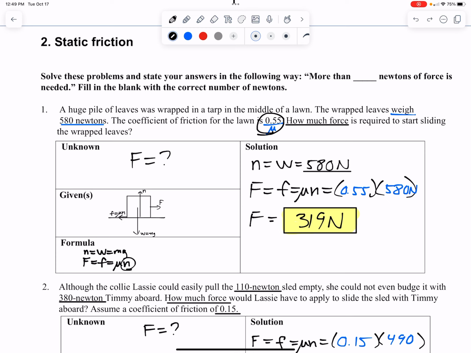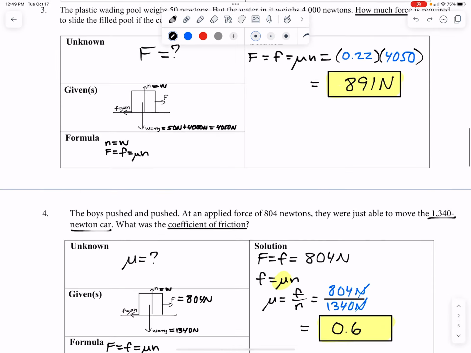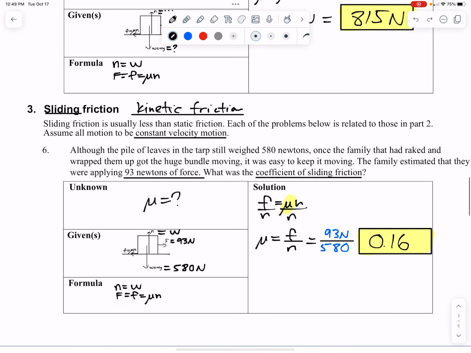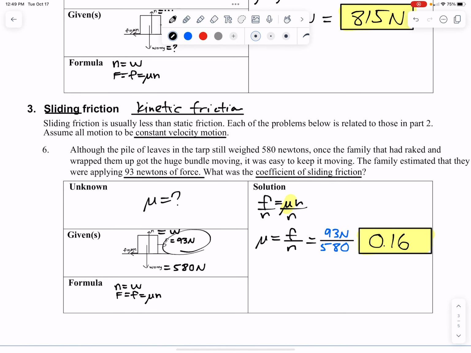So it took 319 newtons just to get it to move. It took only 93 newtons to keep it moving at a constant speed. Okay, so what does that mean in plain English? It is harder to get something moving at first, but once you do, there's less force required to keep it moving.